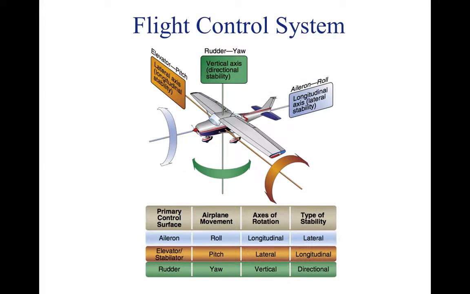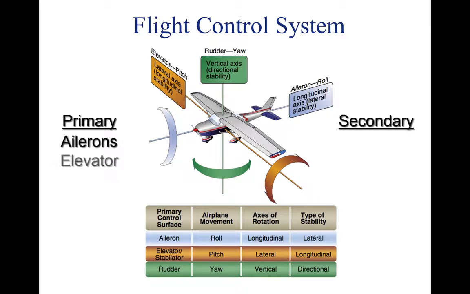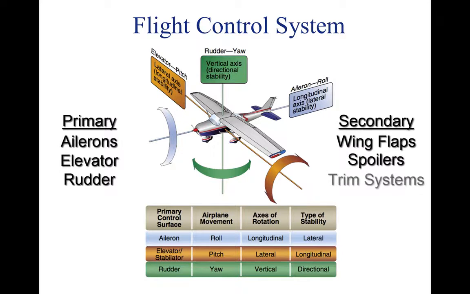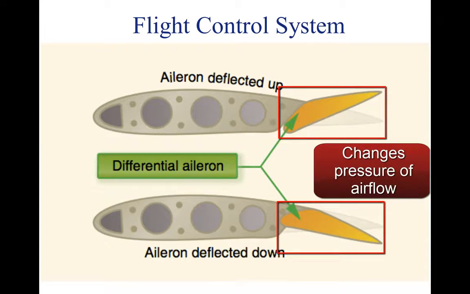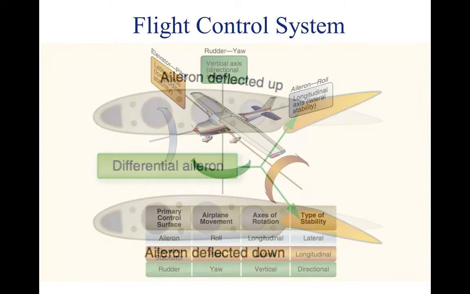There are two types of flight control systems: primary systems and secondary systems. Primary systems consist of ailerons, elevator, and rudder. Secondary systems consist of wing flaps, spoilers, and trim systems. The primary control system changes the pressure of the airflow around the airfoil. These changes in the airflow allow a pilot to move the aircraft around its three axes of rotation.